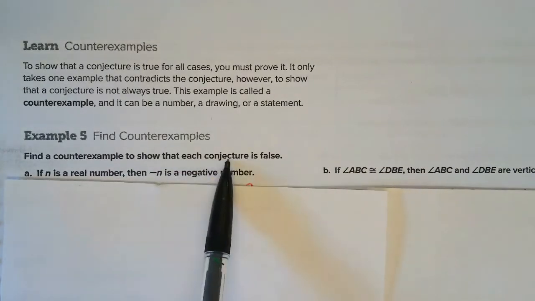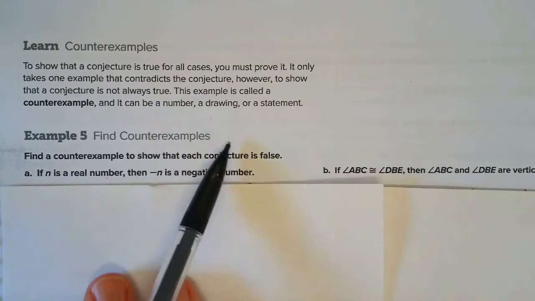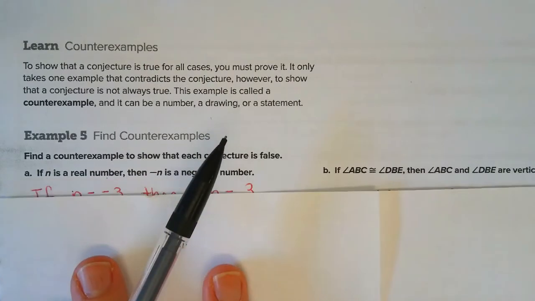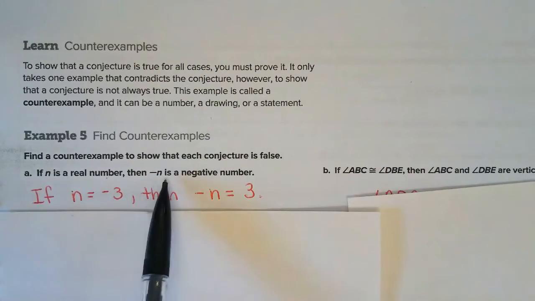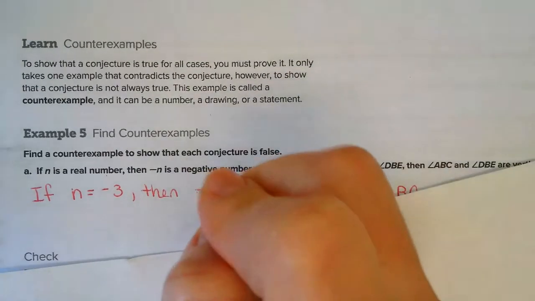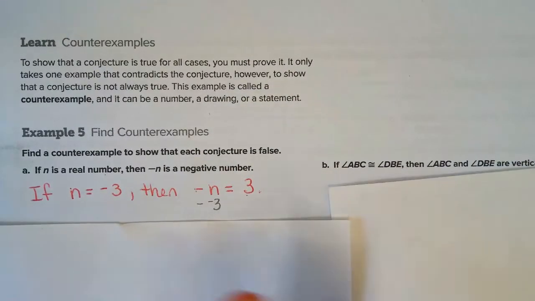Find a counterexample to show that each conjecture is false. So if n is any real number, then the opposite of n is a negative number. So my counterexample is, what if you had n be equal to -3? The opposite of -3 is +3. That would show this statement is false.